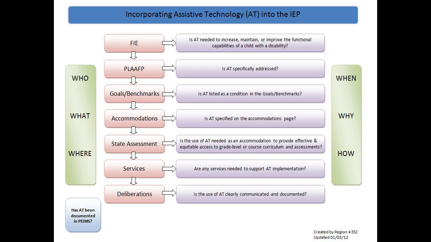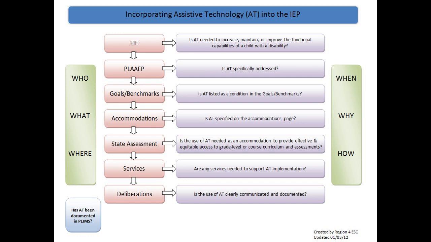What are some of the goals and benchmarks that are in there? Is AT listed as a condition? So is it part of the goal in order to reach this particular goal or benchmark? Is that part of the process? Is that part of the implementation plan? What about accommodations? Is it specified in the implementation plan that this will be an accommodation for this student in order to gain access to the curriculum, gain access to the activity in the classroom, gain access to a schedule, whatever the case might be?